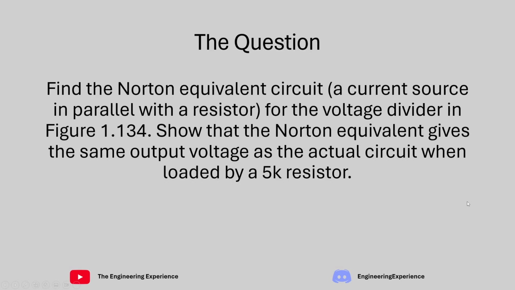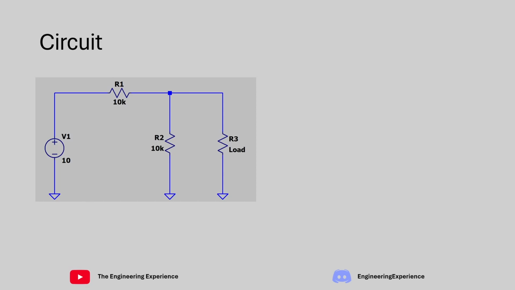First of all, let's talk about the question itself. In the book, it says find the Norton equivalent circuit (a current source in parallel with a resistor) for the voltage divider in figure 1.134. Show that the Norton equivalent circuit gives the same output voltage as the actual circuit when loaded by a 5K resistor. The circuit the question is talking about is the one on the screen now. You've got a 10 volt power supply, a 10K resistor, and a 10K resistor in series. The load is in parallel with R2.